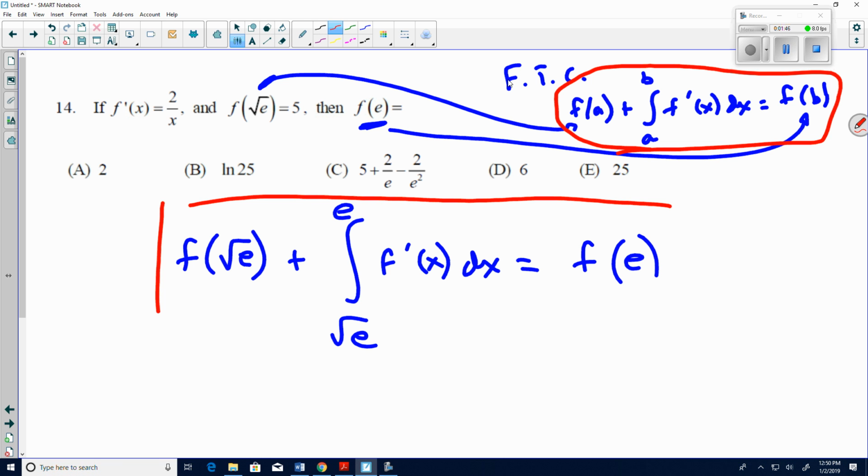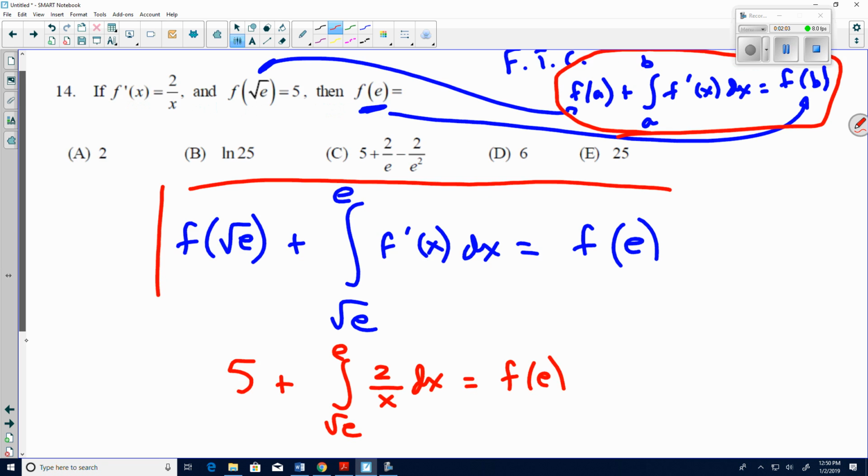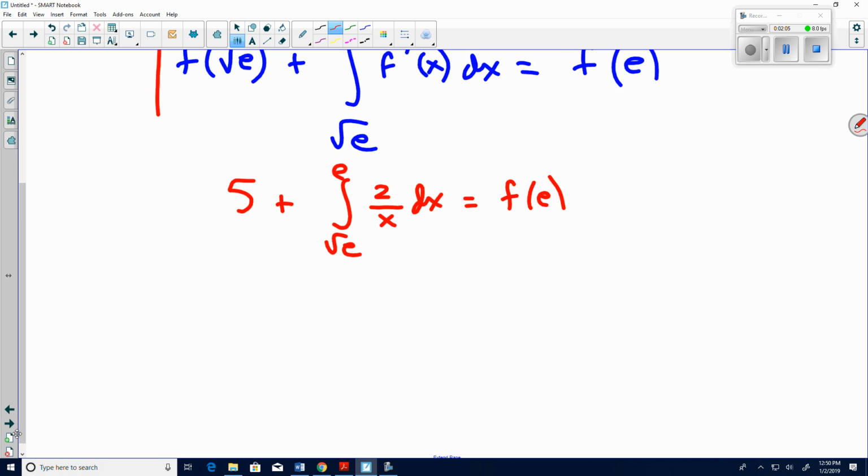f of root e is given as 5. We're integrating from root e to e. f prime happens to be 2 over x dx, and that will give us f of e. Okay, so how do we integrate this? What we could probably do, root e to e. We'll take the 2 out, and so now we're just integrating 1 over x dx, which is obviously the natural log.